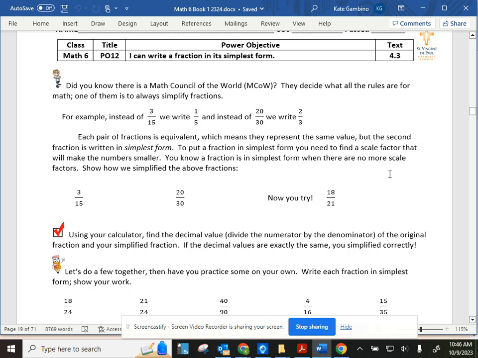Good morning. We are continuing with Unit 2, today doing PO12. I can write a fraction in its simplest form.